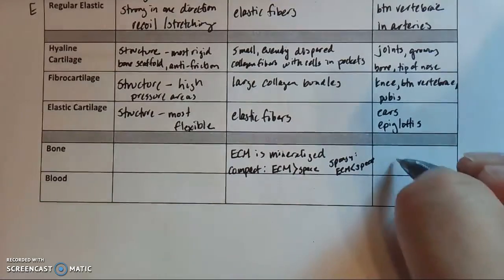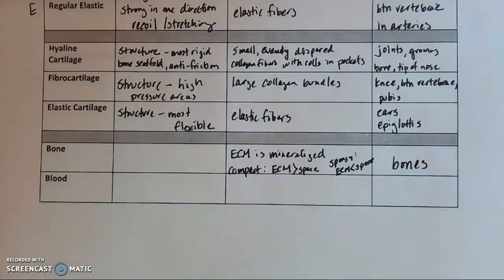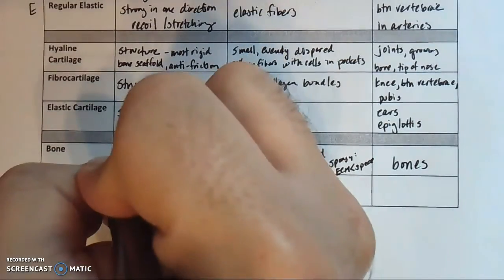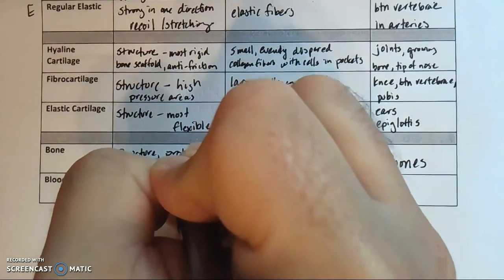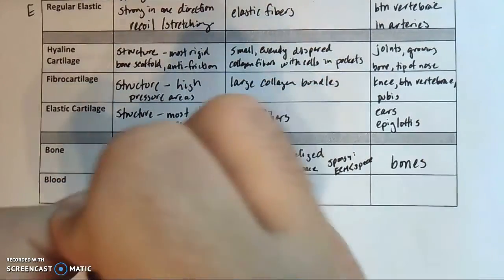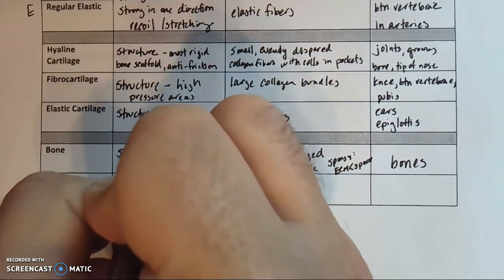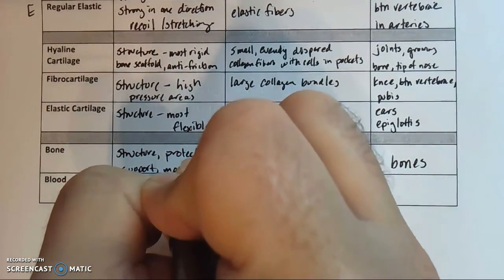So location, bones. And here we have structure, obviously. This is where we have the protection, support, and movement.